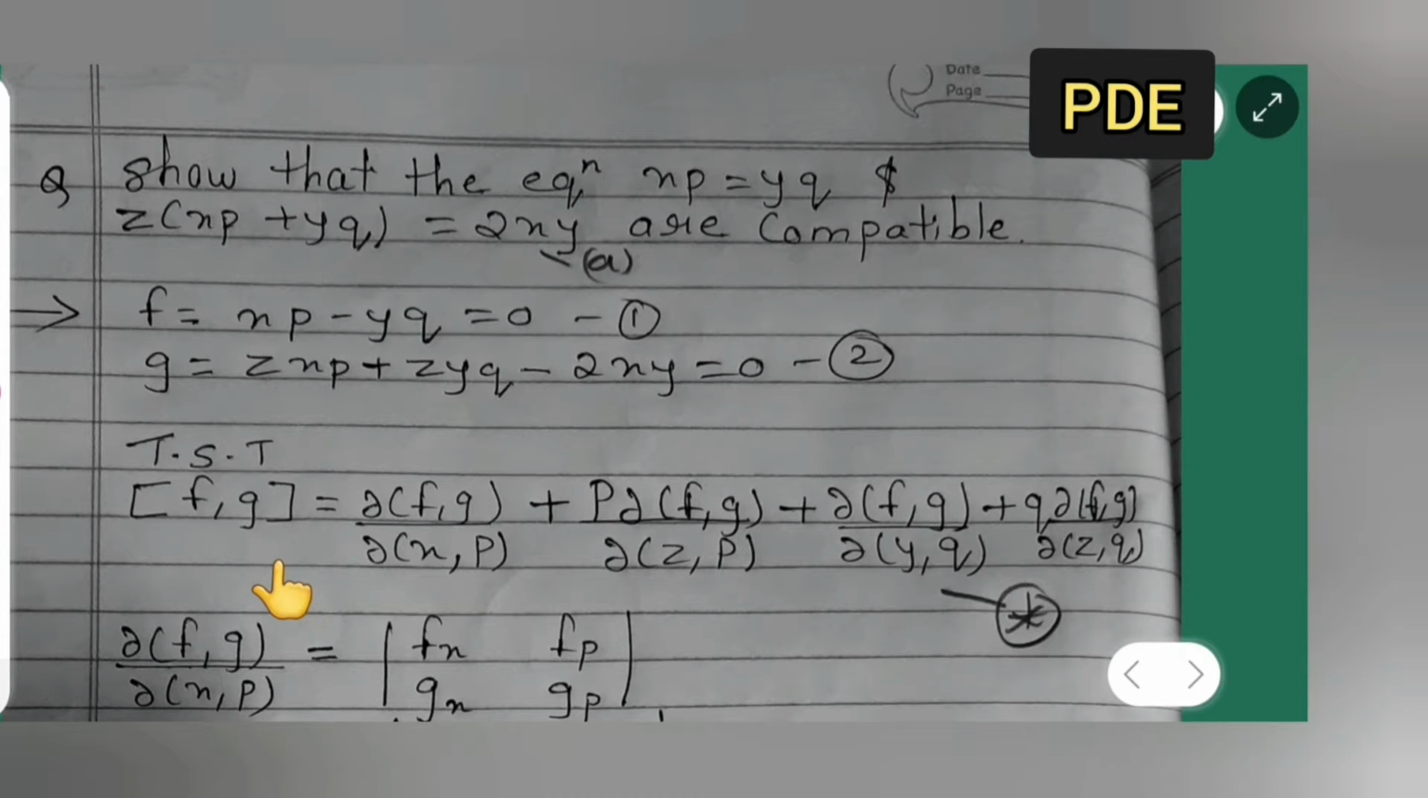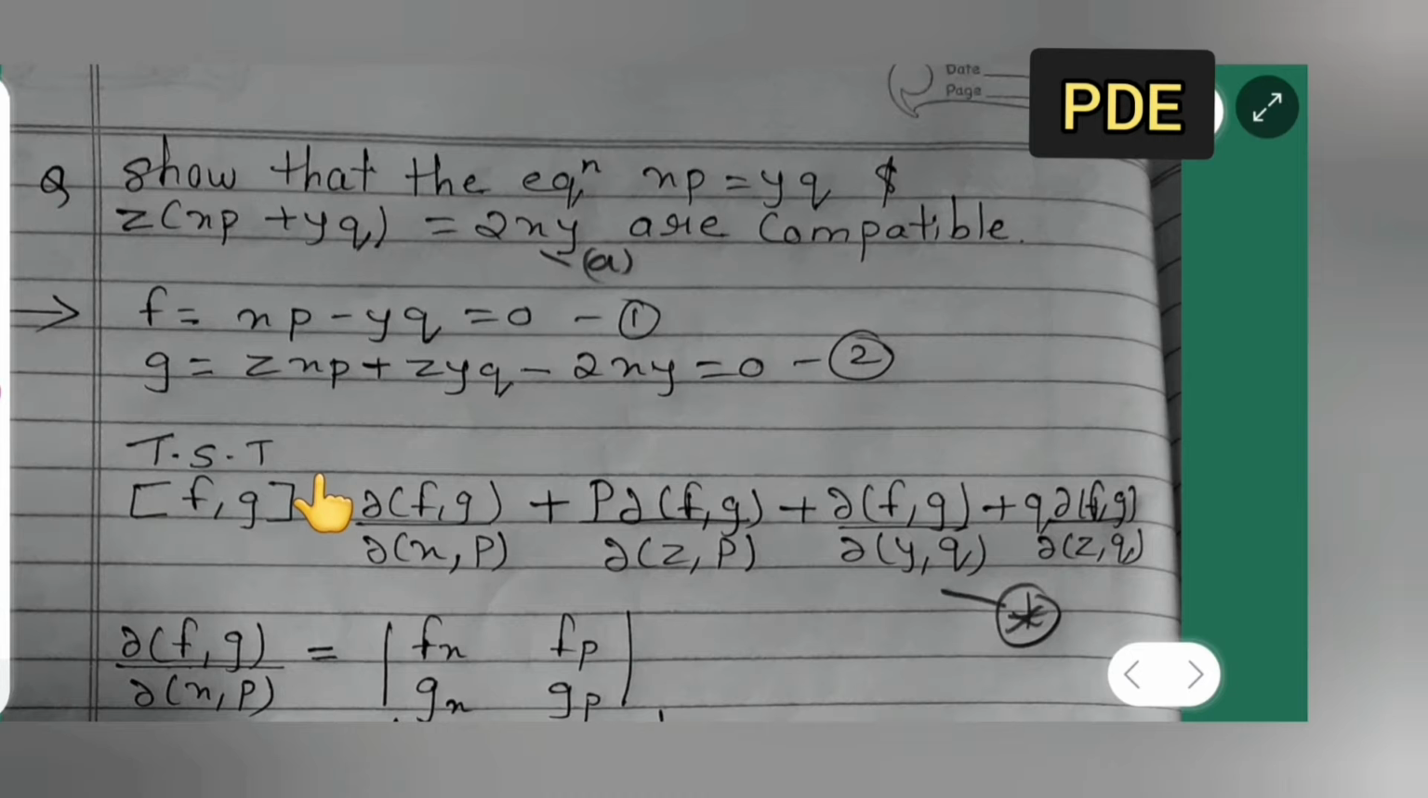So now what we have to do is, take f = xp - yq = 0 as your first equation. This xp, bring this term to this side, minus yq is equal to 0. Take this as equation 1. Second one is what? g = zxp + zyq, open the bracket, minus, bring this term to this side, you will get minus 2xy = 0. Take this as equation 2.